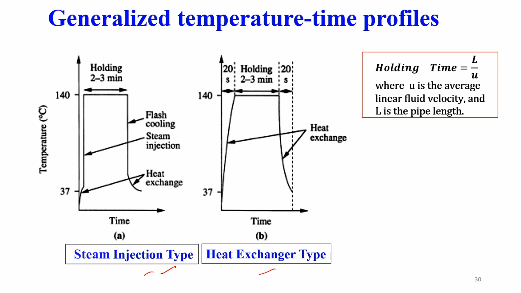So, as we discussed earlier also, the rate of heating and rate of cooling varies depending on the heat transfer, and this is how we calculate the holding time, defined as length upon velocity, and sufficient length needs to be provided to ensure the holding time of 2 to 3 minutes. So, this is all about continuous sterilization.